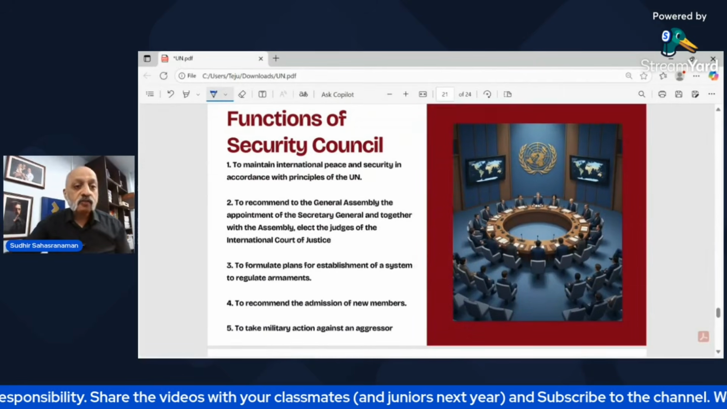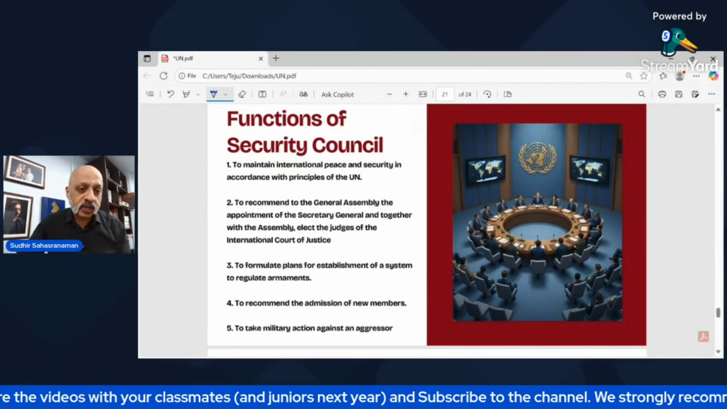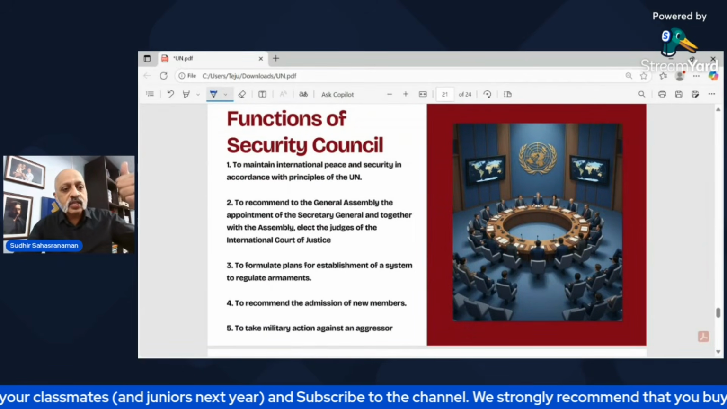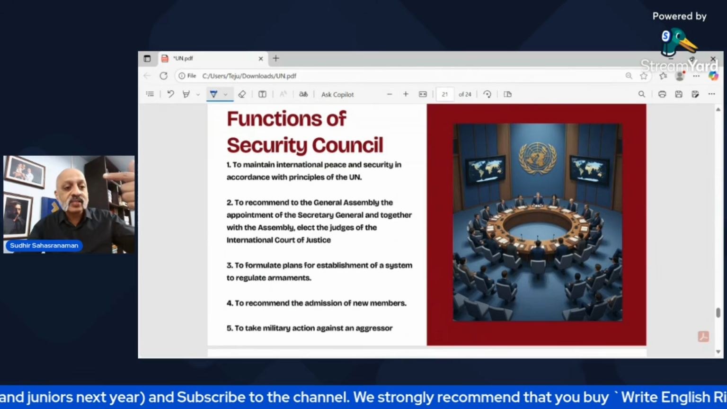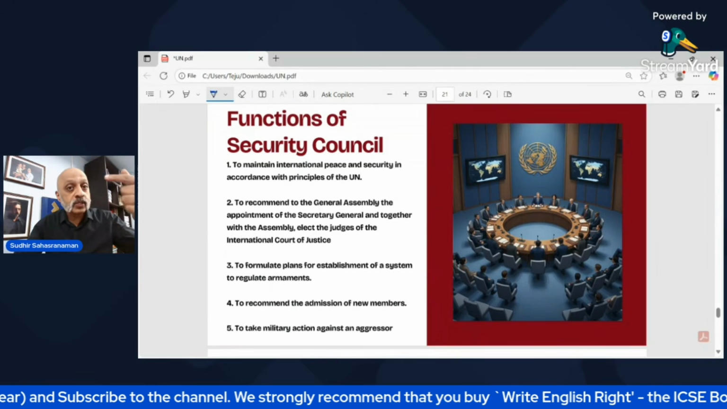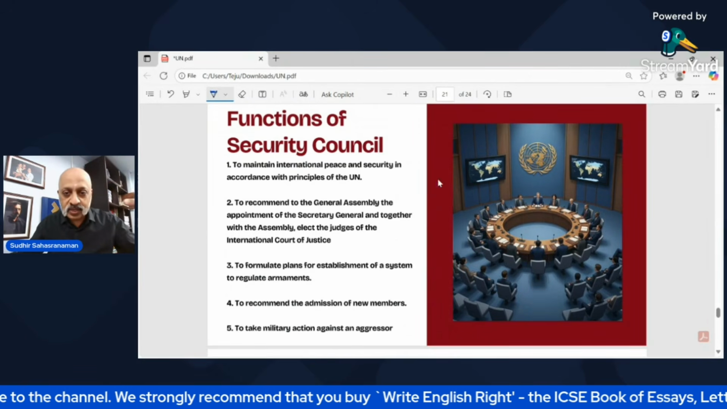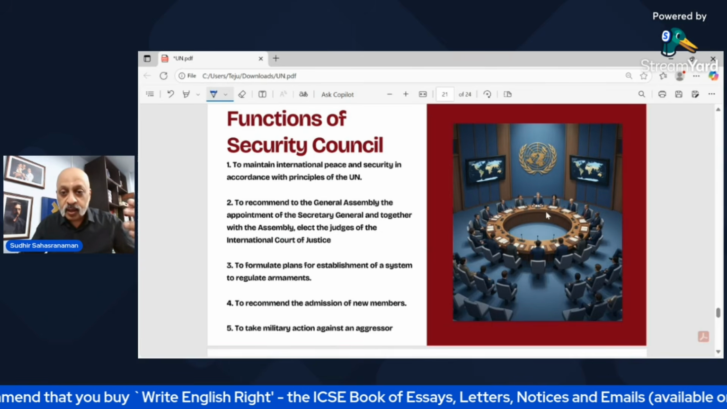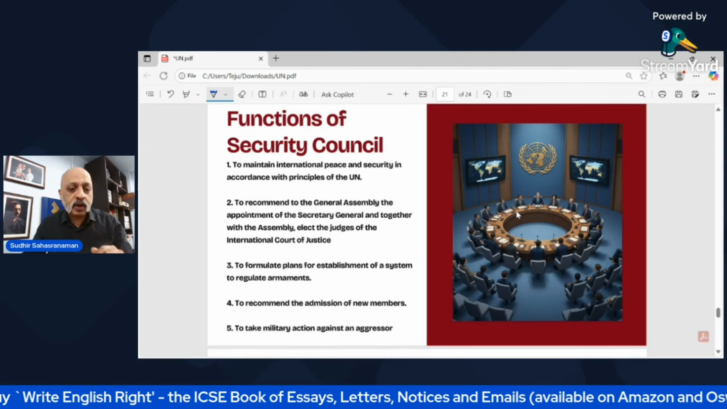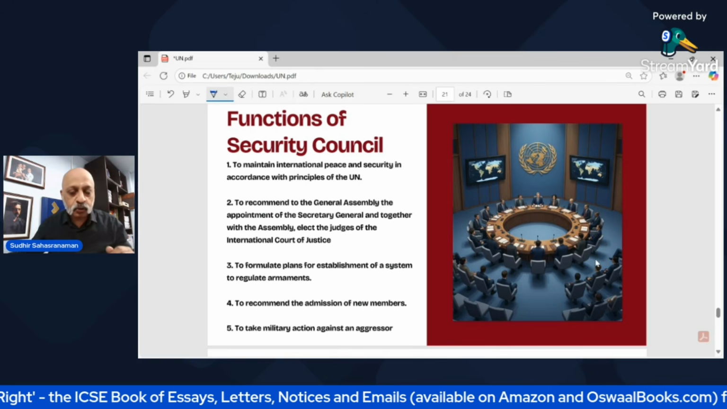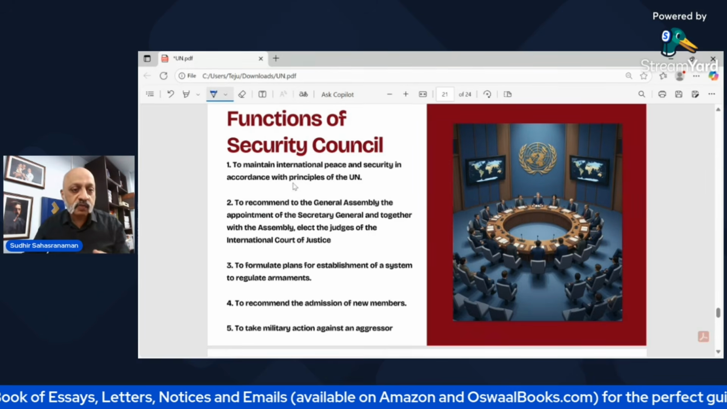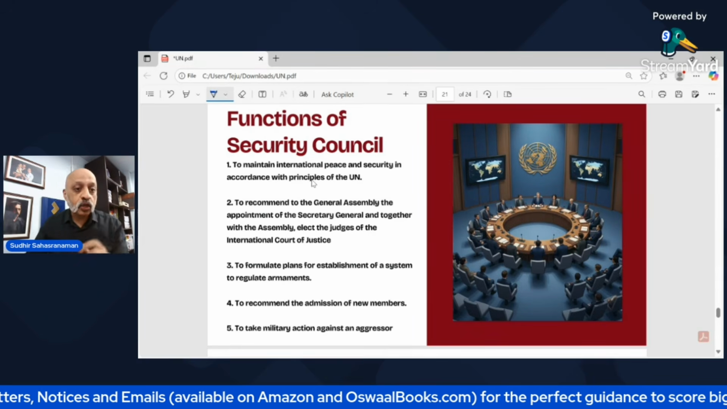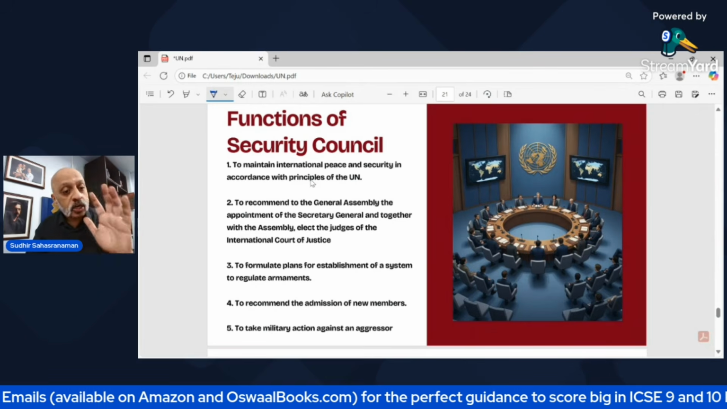Now, what are the functions of the Security Council? The first function is to maintain international peace and security in accordance with the principles of the United Nations. So here you can see there are these 15 members. I haven't counted. It could be plus minus 15, including the 5 permanent members. And then there are their support staff, etc., the secretariat staff. So to maintain international peace and security, these again 5 ones you need to remember.